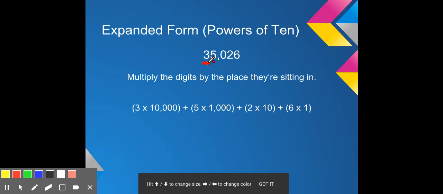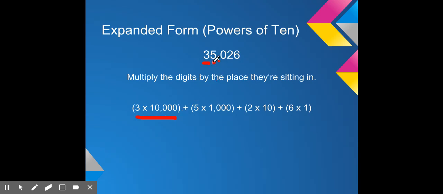The first digit that we have is 3. 3 is sitting in the 10,000s place, so we would multiply 3 times 10,000. After that, we have 5. 5 is sitting in the thousands place, so we add to the first expression 5 times 1,000. After that, we have 0. It is not necessary to show the expanded notation of a 0 placeholder. So we skip the 0 and move on to the 2.